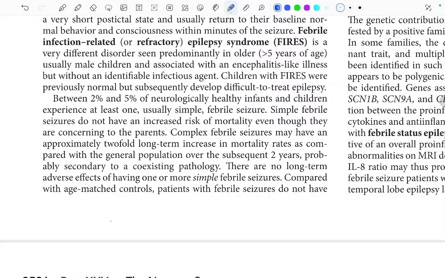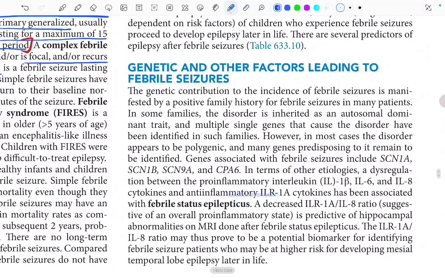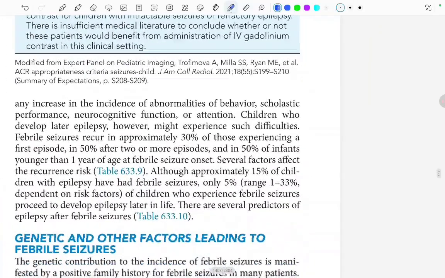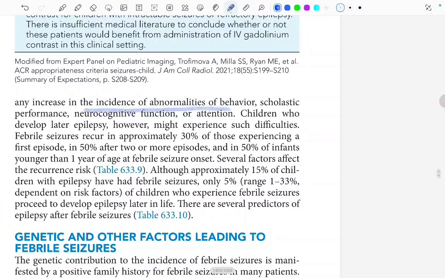Compared with age-matched controls, patients with febrile seizures do not have any increase in the incidence of abnormalities of behavior, scholastic performance, neurocognitive function or attention. Children who develop later epilepsy, however, might experience such difficulties. Febrile seizures recur in approximately 30% of those experiencing a first episode, 50% of those with 2 or more episodes, and 50% of infants younger than 1 year of age at febrile seizure onset.